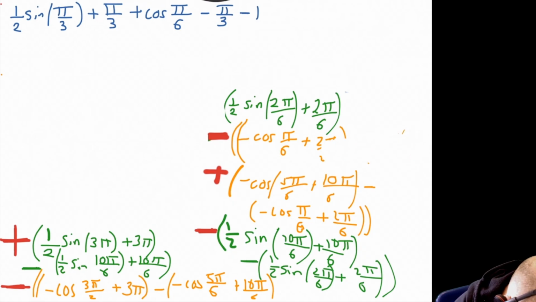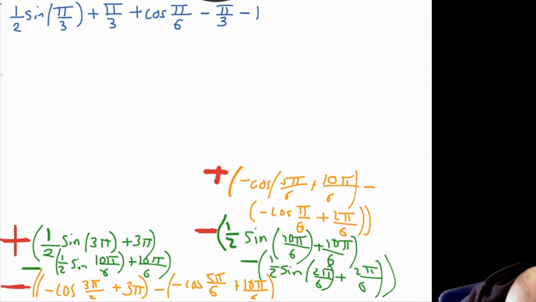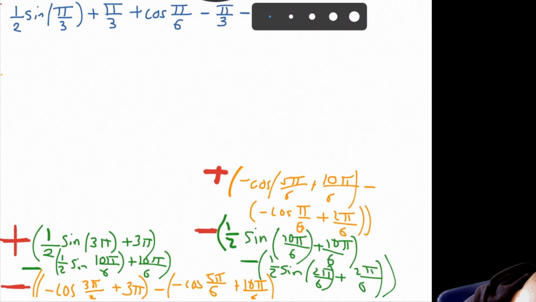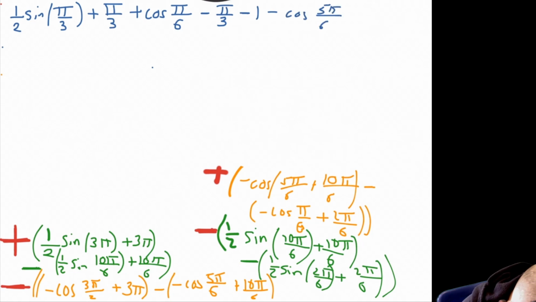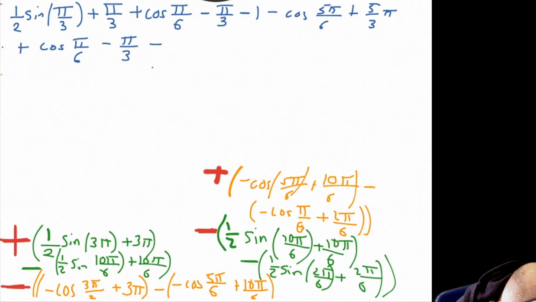So I've done all of that bit. I'm going to delete it as I go, so if I do make a mistake, it's too late then. Plus, nope, it's going to be negative. So take cos 5 pi by 6. Take 5 over 3 pi. Nope, that should be plus. I made a sign error there. Good. So plus cos pi by 6. Take pi by 3.